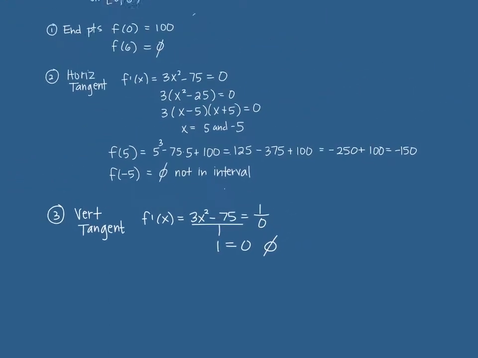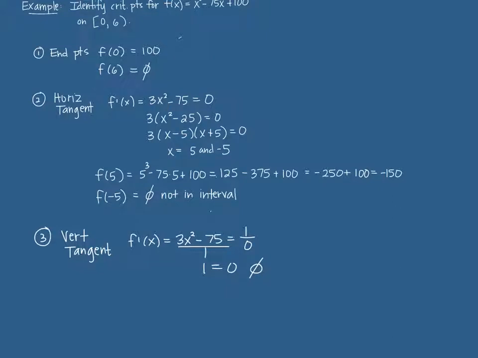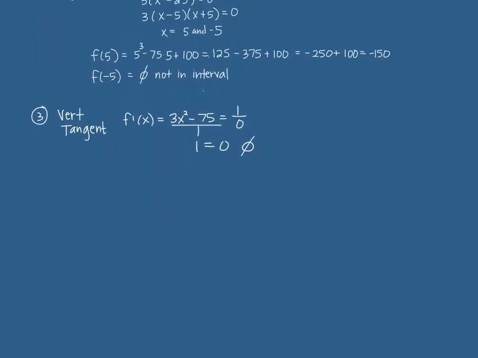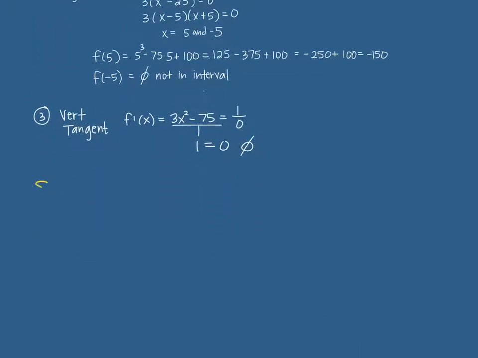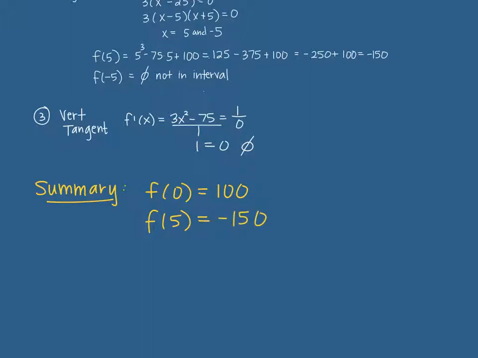So what I got from all of that were 2 values. I got one endpoint, and then I got another critical value of f of 5. And so I have my summary: f of 0, which was 100, and f of 5, which was negative 150. And those are the only 2 I had. So one of them is the maximum, and one of them is the minimum, and you can tell by the y values which is which. So we've got our max, and we have our min.